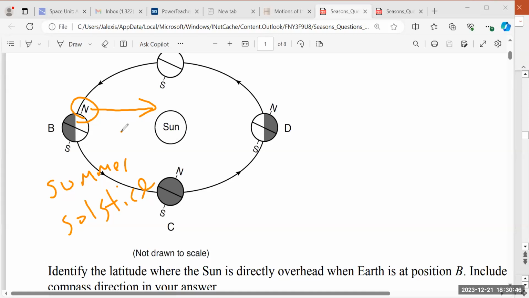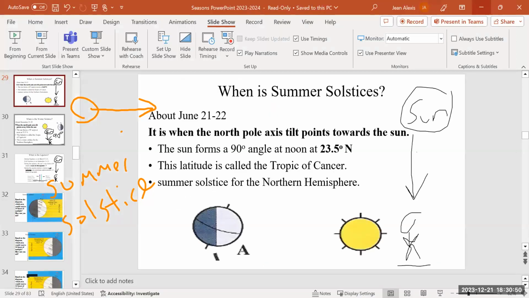If we take a look very quickly, even on our notes, it says right here, the summer solstice is when the North Pole axis tilts, points towards the sun. It's just another example, the North Pole tilting towards the sun.